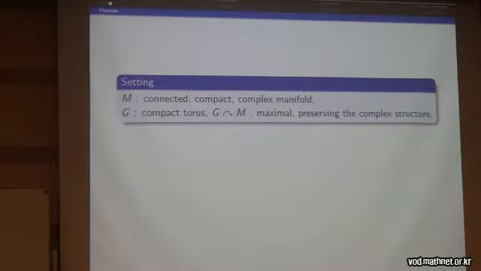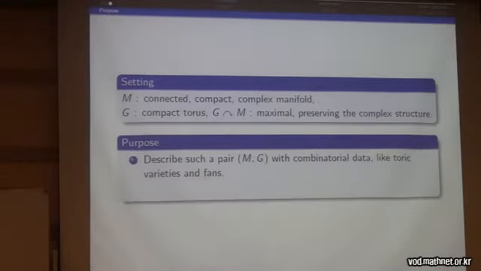So this is the purpose of this talk. We consider the following. M is a connected compact complex manifold, and we consider a maximal torus action on M which preserves the complex structure on M. The purposes of this talk are the following. One is to describe such a pair, namely a complex manifold with maximal torus action, with combinatorial data, like toric geometry.